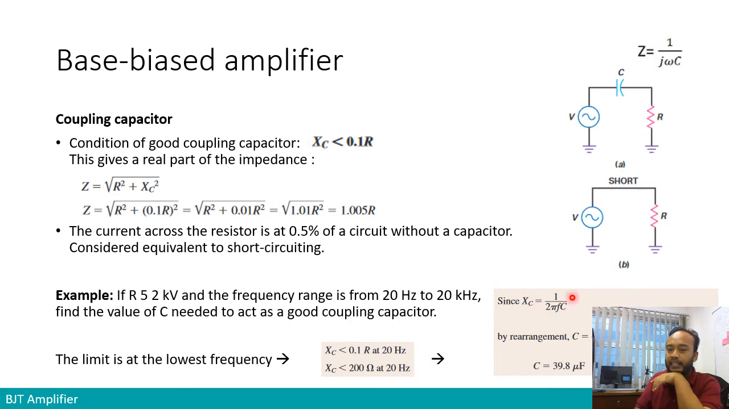So we know that XC is 1 over 2 pi FC for a capacitor. So by rearranging the equation and replacing F with 20 hertz, and XC at maximum smaller than 200 ohm, we get the value of the capacitor equals 39.8 microfarad. So the minimum value for the capacitor to be a good coupling capacitor is 39.8 microfarad. So that's how we calculate, or design, the circuit. How do we choose a good coupling capacitor for an amplifier circuit, right?